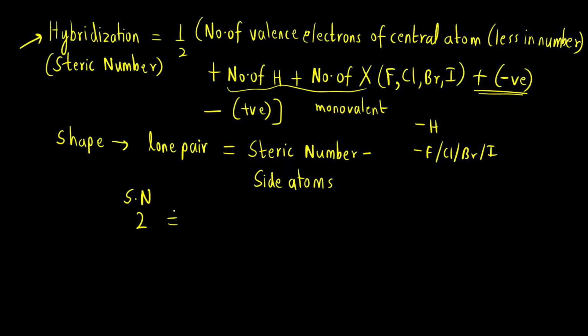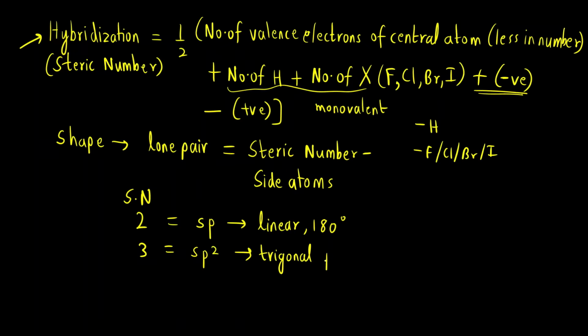If the steric number is 2, then there will be two orbitals, that is 1s and 1p, so hybridization will be sp. What will be the shape? Shape is linear. Bond angle is 180 degrees. If the steric number is 3, it will be 1s and 2p, total 3 orbitals, sp2, trigonal planar. And what is the bond angle? 120 degrees. This is the ideal case where there is no lone pair available. If it is 4, it will be 1s and 3p orbitals. This is tetrahedral.